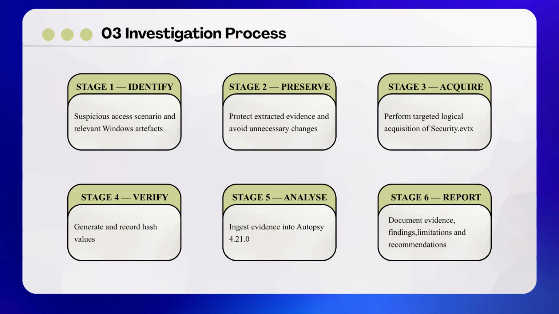Next is our investigation process. We move systematically through 6 established forensic phases. In the identify phase, we map out the suspicious access indicators and zeroed in on core logging targets. We then move to preserve, enforcing strict security controls to lock down the data layer and avoid any unnecessary changes. This brings us to stage 3, the acquire phase.